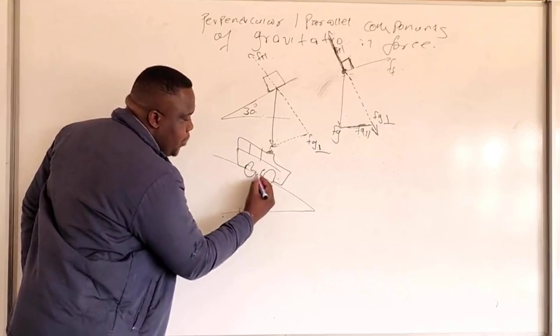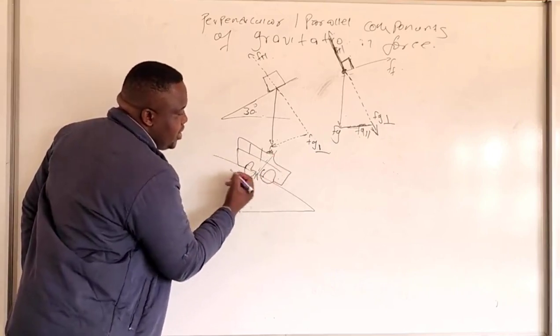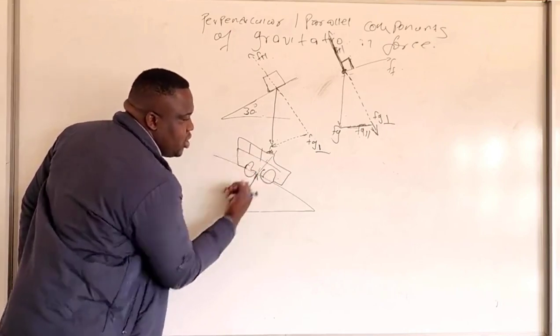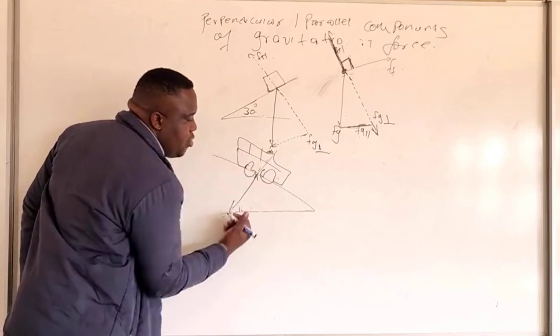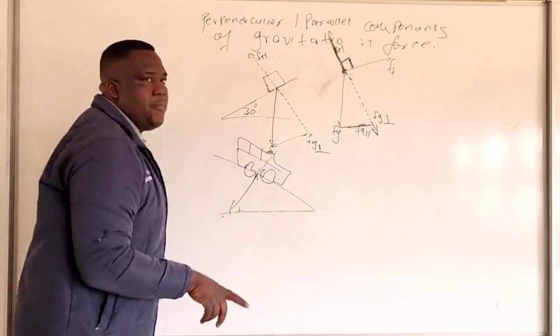FG perpendicular will be pulling the car down, so that the car must not move. Yes, it will pull it in this direction, so that the car must not move. But FG parallel will do what? Will stress the car to move.